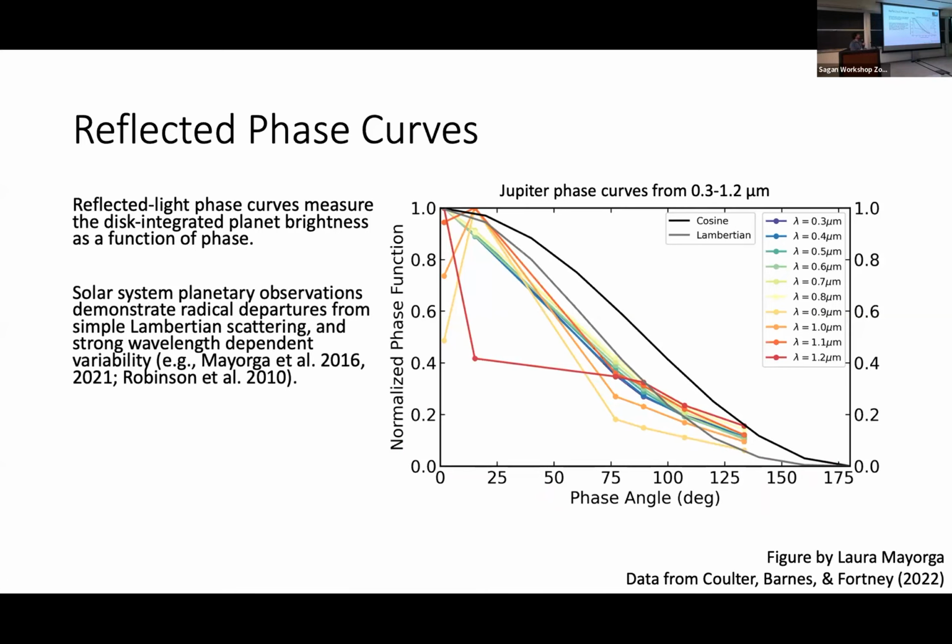But we see radical departures from Lambertian and cosine scattering for planets in the solar system due to scattering properties of the clouds. And so these optical phase curves provide a really awesome way to probe aerosol, Rayleigh, and even perhaps surface scattering properties of exoplanets and provide another line of evidence for recognizing clouds that hopefully we'll be able to take advantage of more in the future.